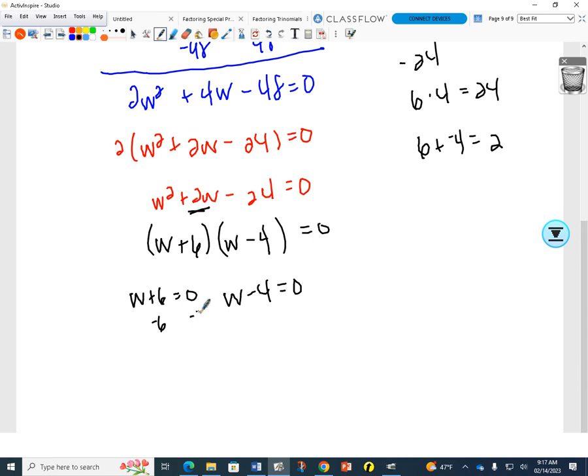I don't know why I did them together, but anyway. W equals negative 6. W equals positive 4. I would have done them one at a time normally. I don't know why I did them at the same time.